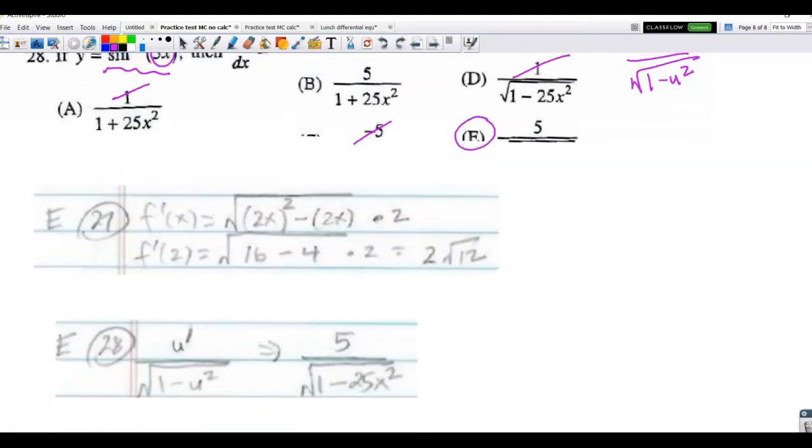So again, this practice test is a lot of little small concepts that you will use on the free response questions.